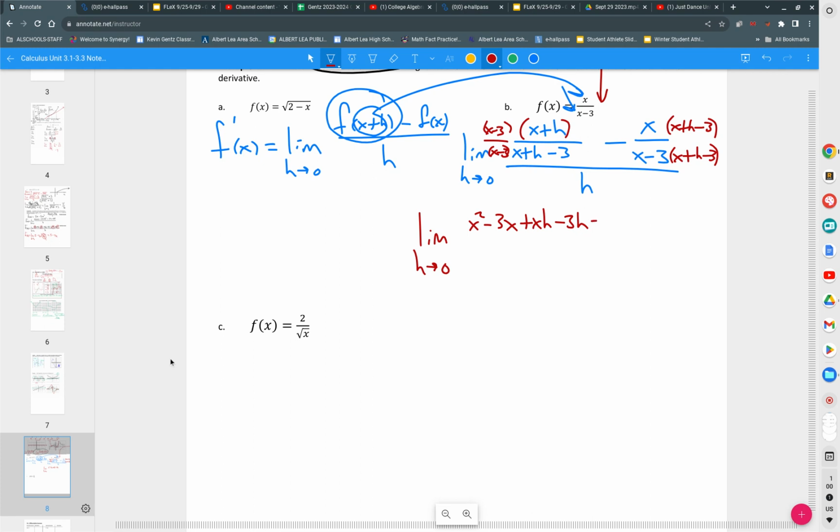Negative x. I get negative x squared, minus xh, plus 3x.